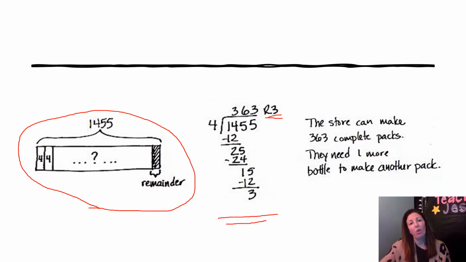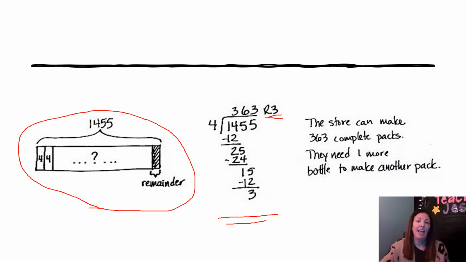The second part of our question asks, how many more bottles do we need to make another complete pack? So we already have 3 left over. How many more bottles am I going to need to make a pack of 4? 4 minus 3, because that's what how many more tells us we have to do. We have to subtract. 4 minus 3 gives us 1. So we know that we need 1 more bottle to make another pack.